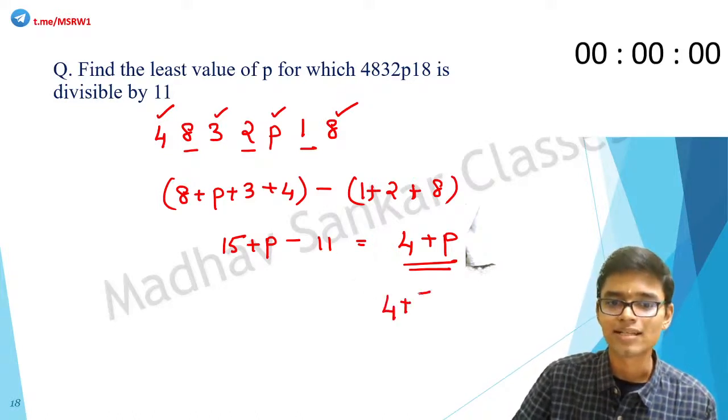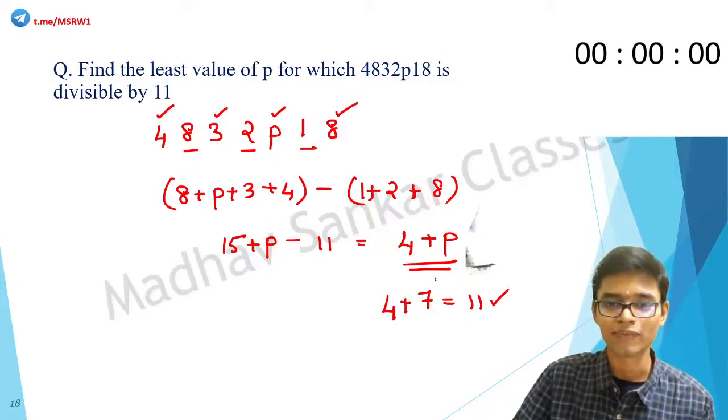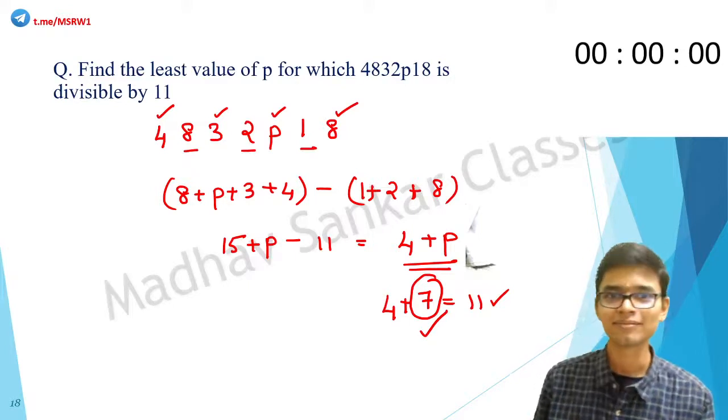4 plus 7 equal to 11. And this is divisible by 11, right? So the minimum value of P is 7. Clear? Okay.